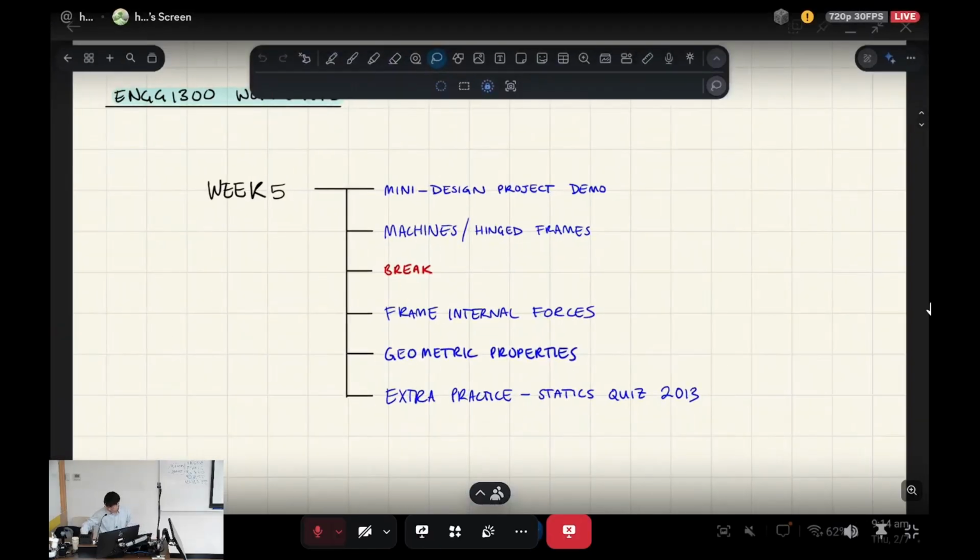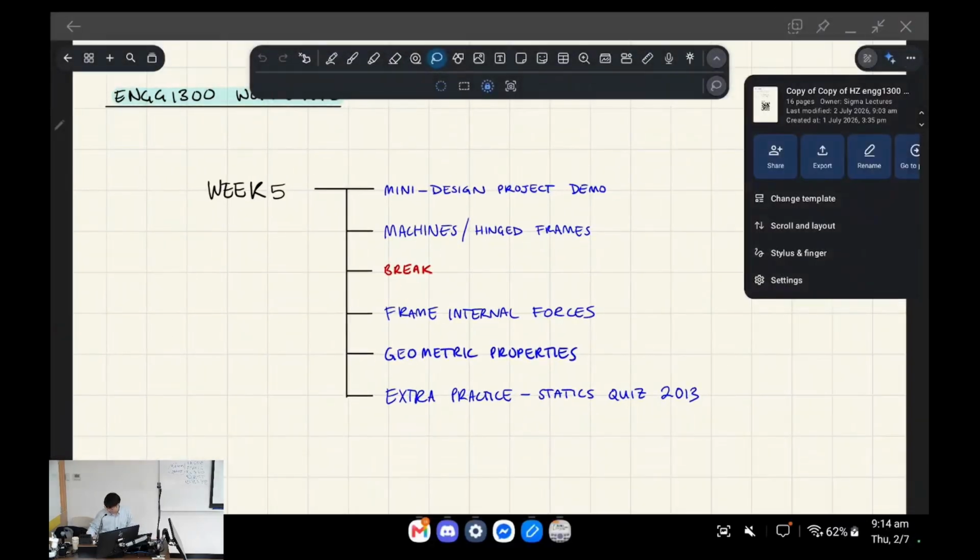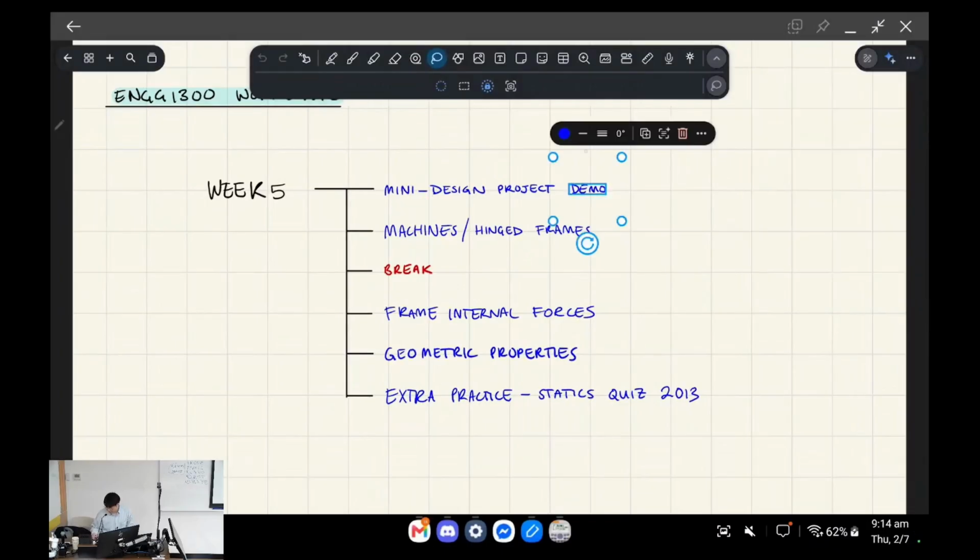All right, so today, let me just check I'm on the right document. Okay, so today, I'm supposed to give a demonstration on something from the mini design project.